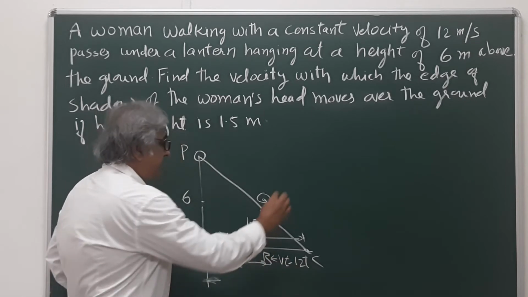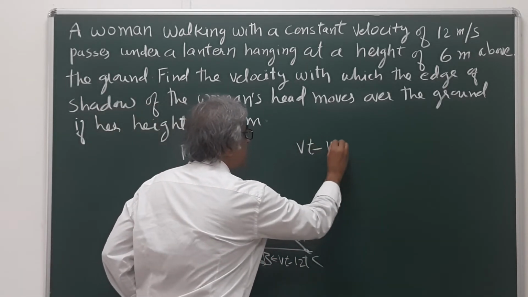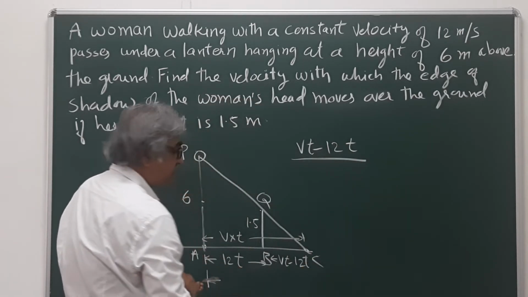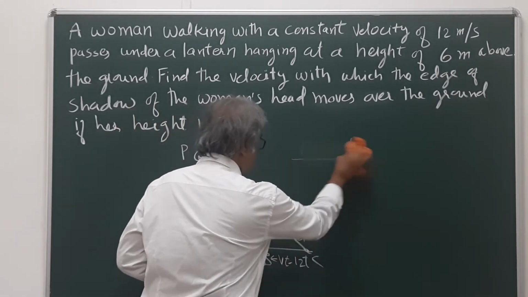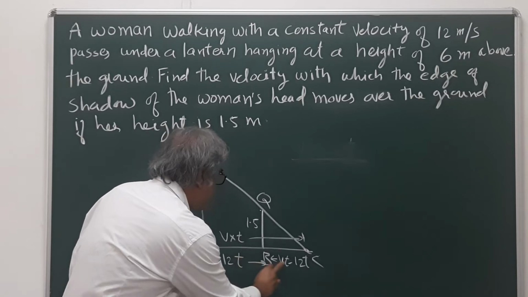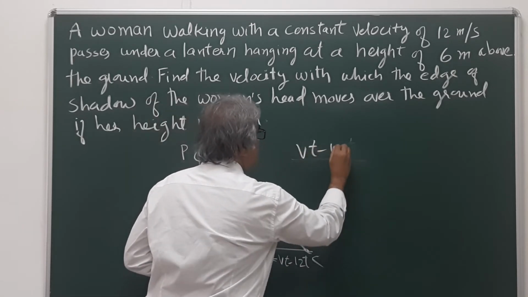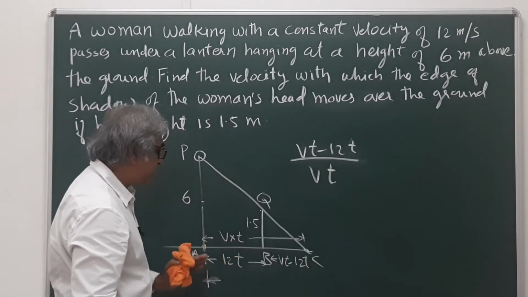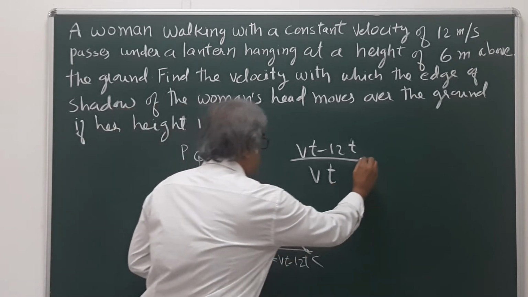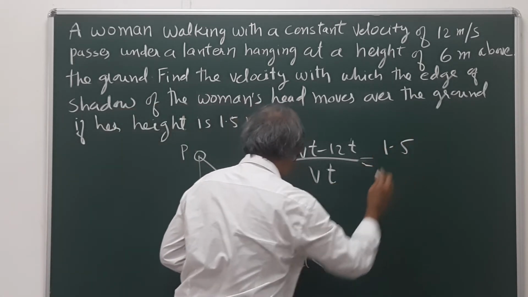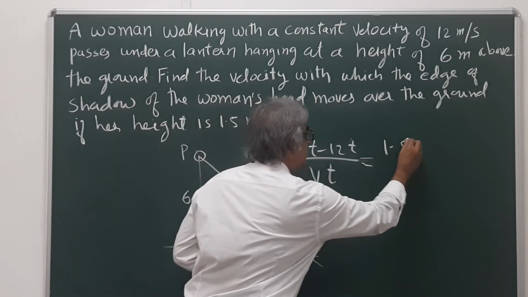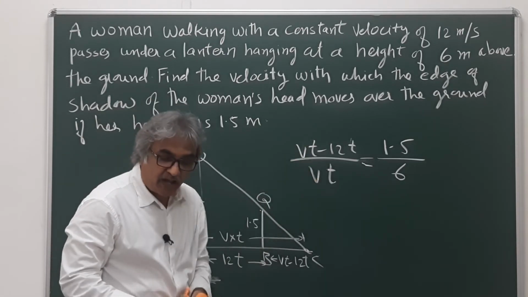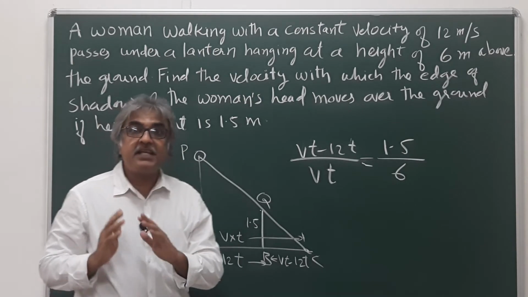So I can say Vt minus 12t upon the total, that is Vt. Sorry for the confusion here. Vt minus 12t upon Vt will be equal to the height ratio, 1.5 upon 6. If you solve this, you will get v. Now the question is the velocity of the shadow.